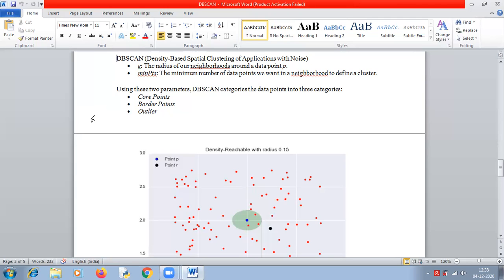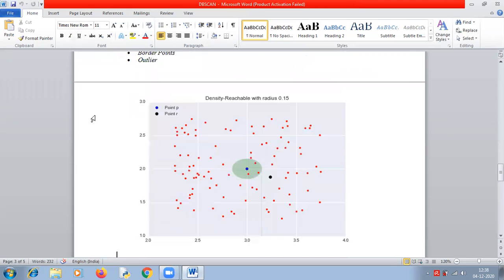Then what is an outlier? A data point, which we denote as O, is an outlier if it is neither a core point nor a border point. Essentially, it is the other class. So these definitions are very important in the DBSCAN algorithm.